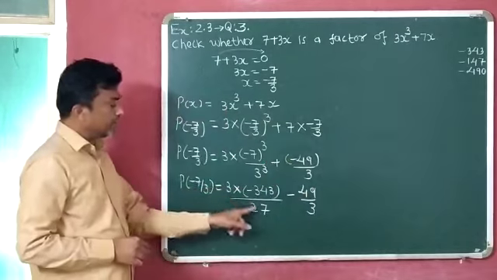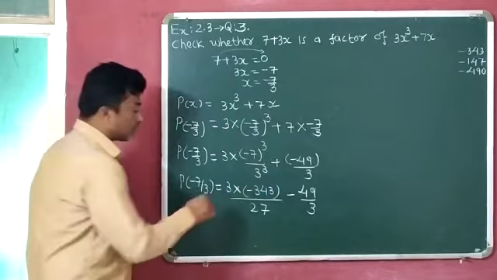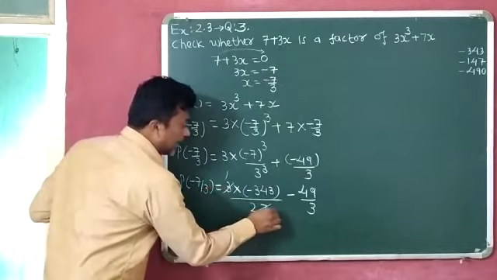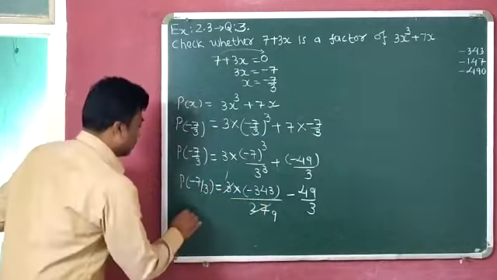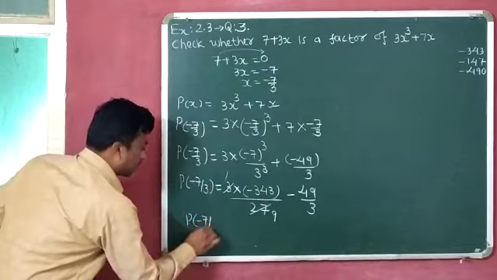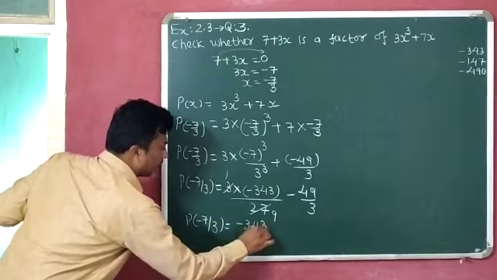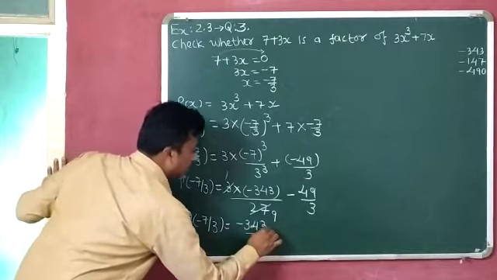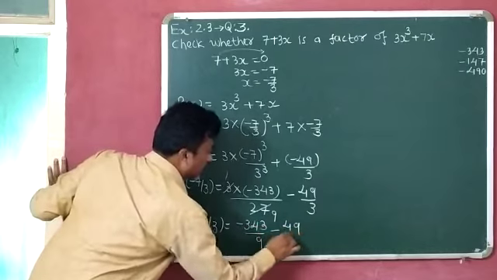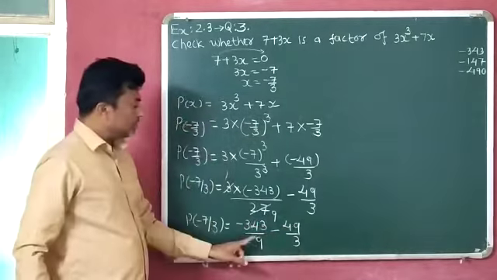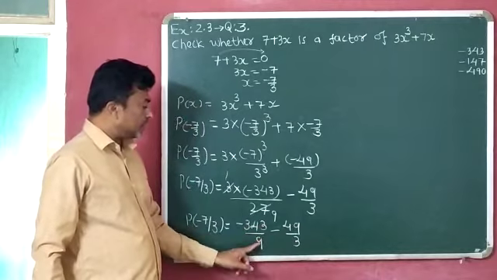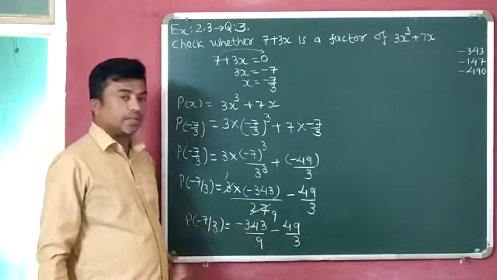Now see here, 3 and 27 cancellation is possible. 3 ones are 3 and 3 nines are 27. So p(minus 7 by 3) is equal to minus 343 divided by 9 minus 49 divided by 3. Now see, minus 343 divided by 9, minus 49 divided by 3.